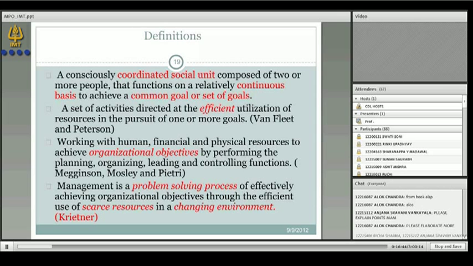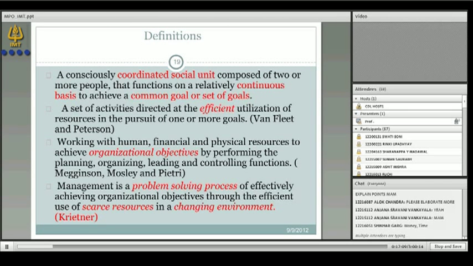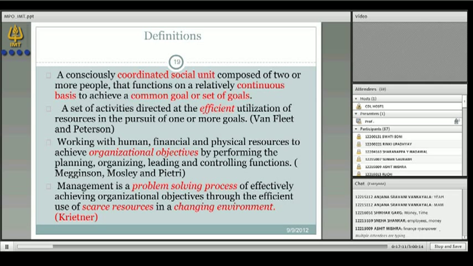Okay. The management is a set of activities directed at the efficient utilization. In the sense, what are the different resources you require to run the organization? Yeah, could you respond to that? Men, material, money, resources, labor, all that are required.